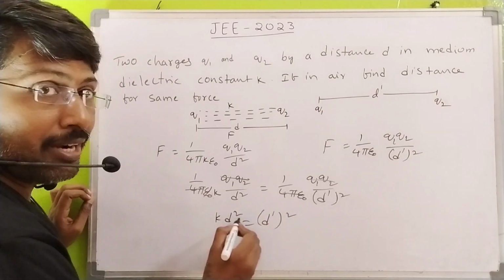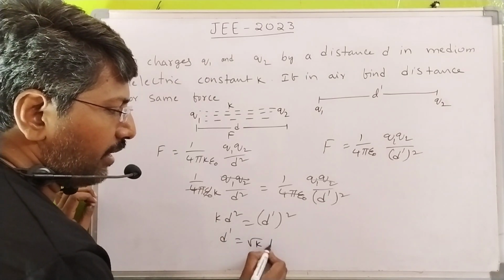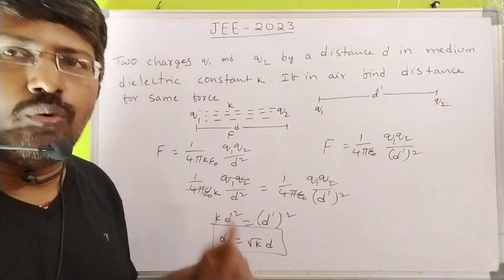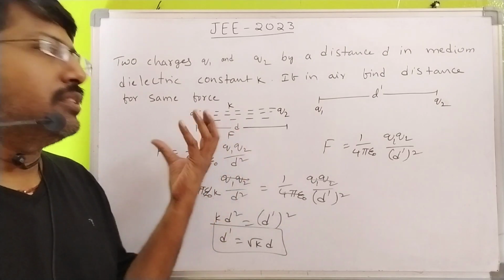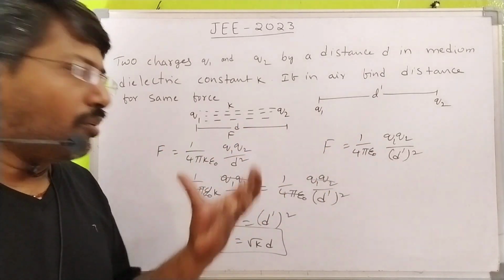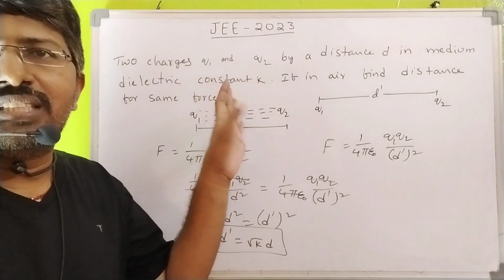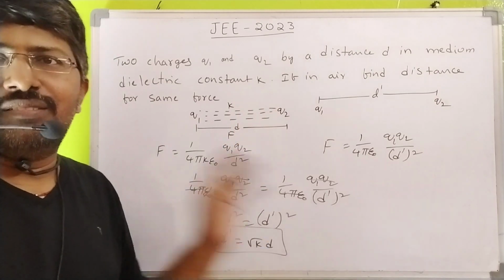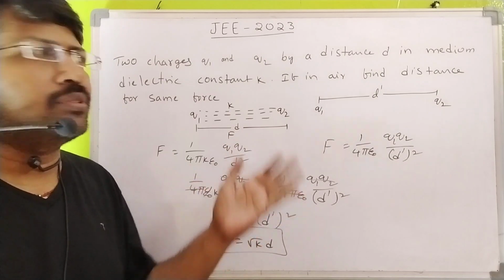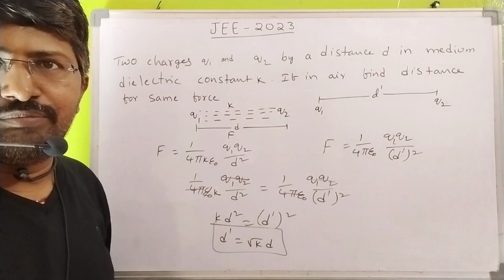Taking the square root on both sides, D dash is equal to root K D. So the distance is increased by root K times, and again the force is equal in both cases. Those are very clever and very hardworking students. Simply when they observe this type of question, they will search for options. Why? Because earlier in the classroom, many times, good students practice this type of question.